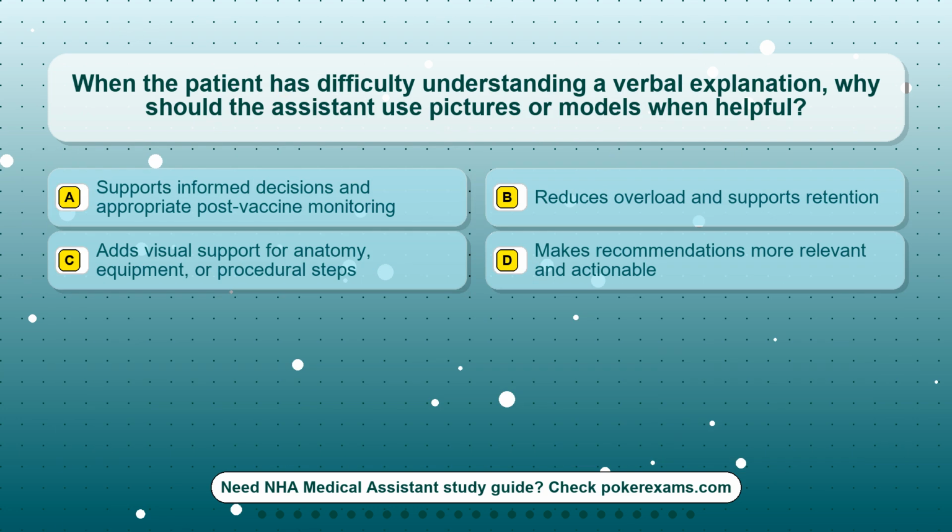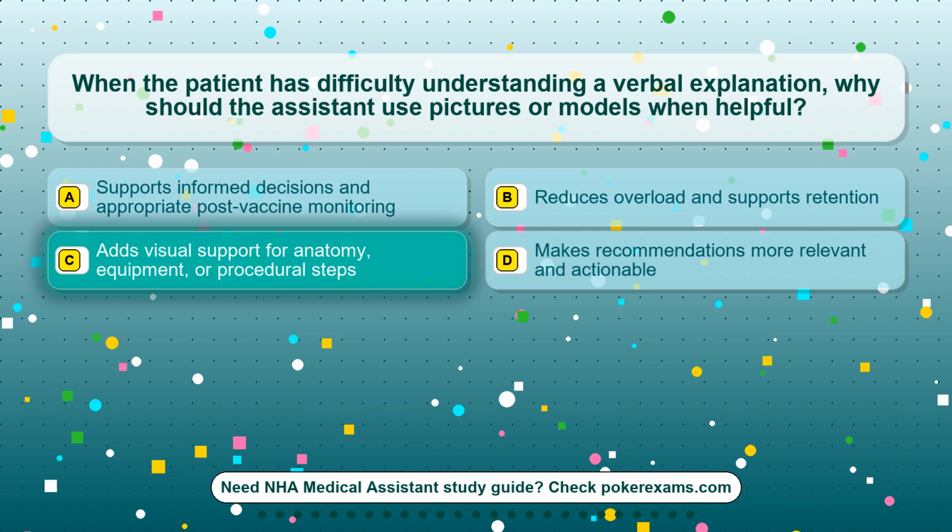Question 21. When the patient has difficulty understanding a verbal explanation, why should the assistant use pictures or models when helpful? Option A. Supports informed decisions and appropriate post-vaccine monitoring. Option B. Reduces overload and supports retention. Option C. Adds visual support for anatomy, equipment, or procedural steps. Option D. Makes recommendations more relevant and actionable.